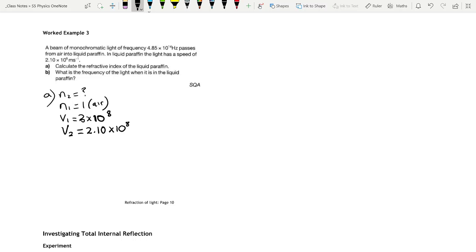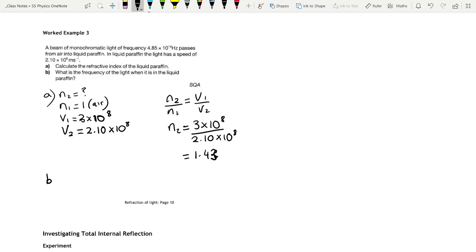Okay, so we've got speeds and refractive indexes, so we can use one of our new equations, n2 over n1 equals v1 over v2. Just make sure you get those numbers correct. So n2 over 1 is just n2 equals 3 times 10 to the 8, the speed of light in the first medium, so the speed of light in air, divided by 2.10 times 10 to the 8, which is the speed of light in paraffin. And that comes to 1.43. And again, it's just a number, so it doesn't have units. So 1.43.